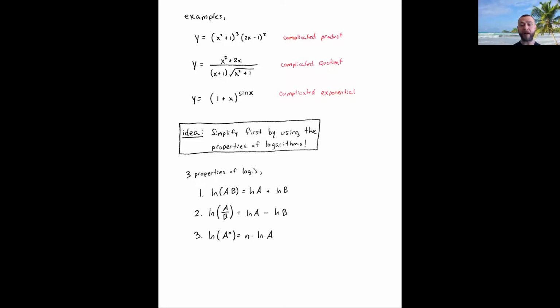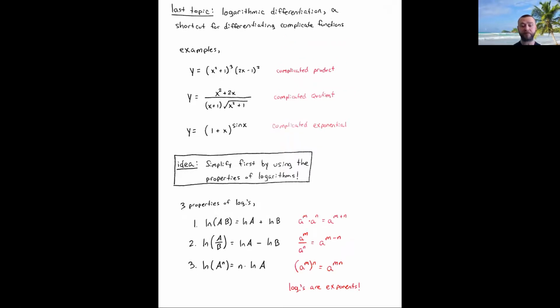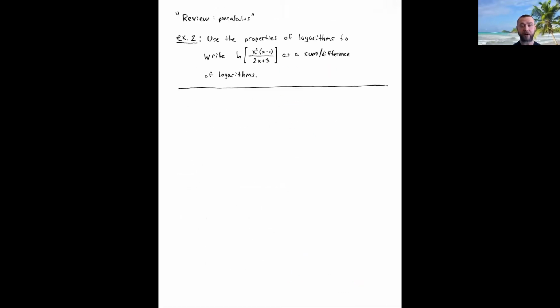All right, so we're going to take a look at a quick review example first. Notice here the 3 properties of logs come from basic exponent rules. So keep in mind, logarithms are exponents. All right, so here is our quick review example. This is something that you would have covered back in your pre-calc course.